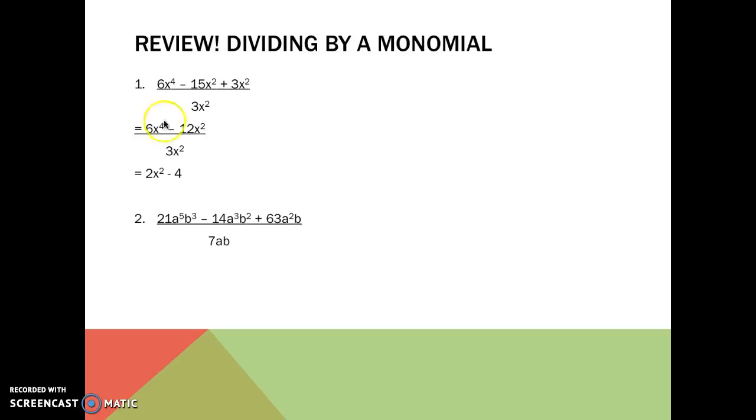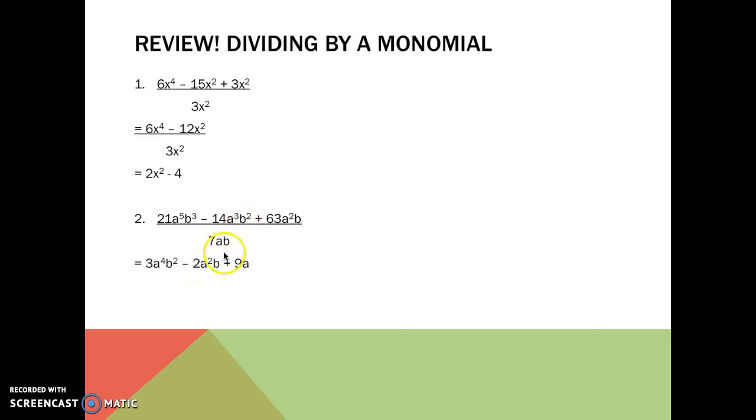We want to go ahead and divide each of these terms in our numerator by the denominator. So 21 divided by 7 is 3. a to the fifth divided by a, well, 5 minus 1 is a to the fourth. b cubed divided by b, 3 minus 1 is b squared. Minus 14 divided by 7 equals negative 2. a cubed divided by a is a squared.